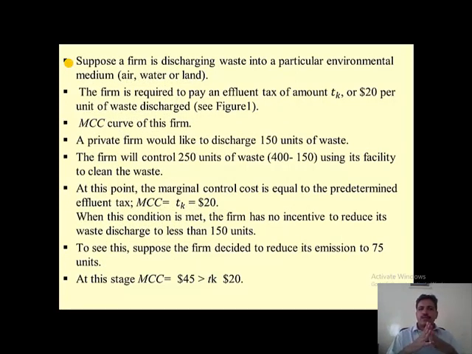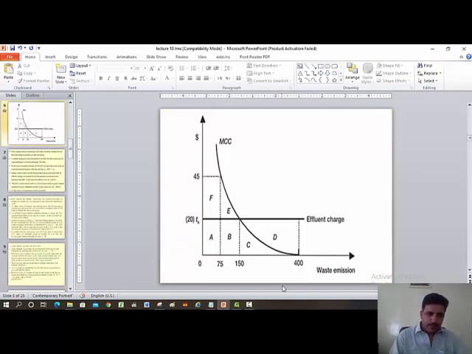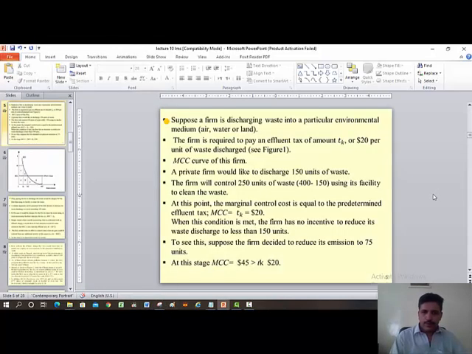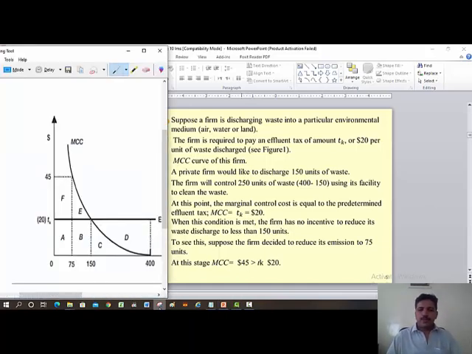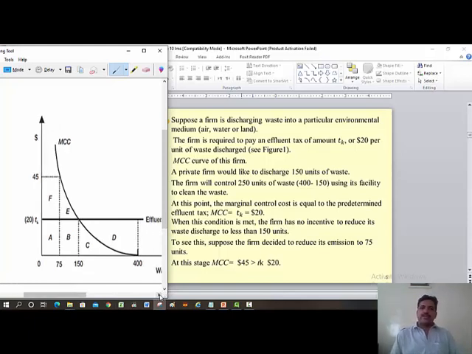Suppose a firm is discharging waste into a particular environmental medium, that is air, water, or land. Let me show the picture. Yes, look at this picture. The firm is required to pay an effluent tax of $0.20 per unit of waste discharge.